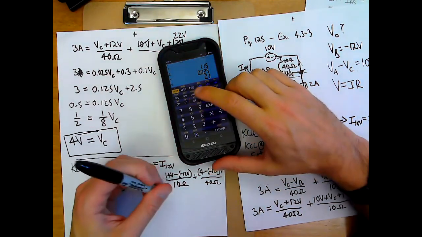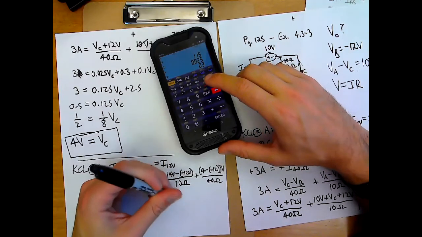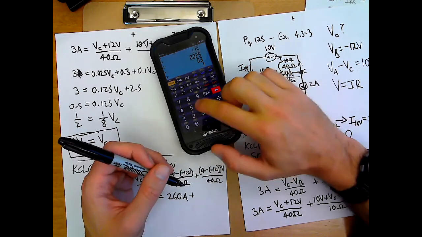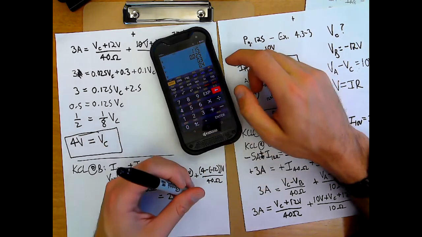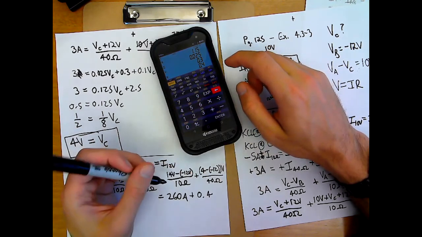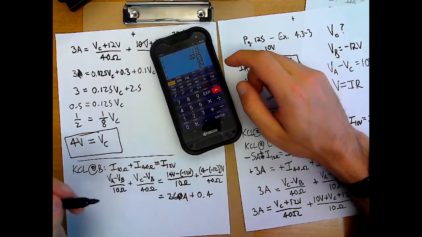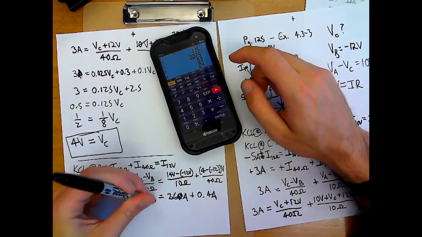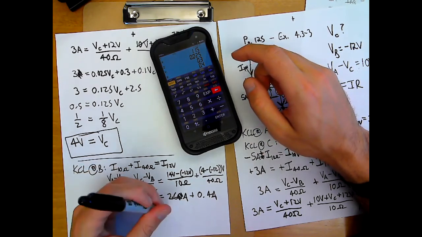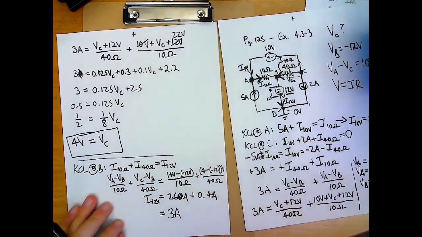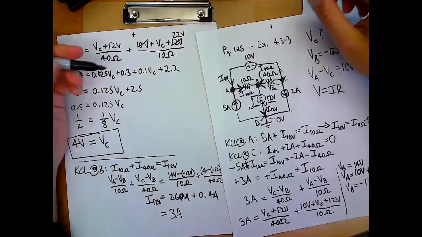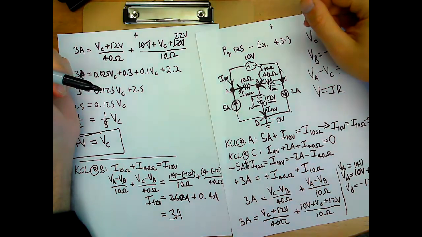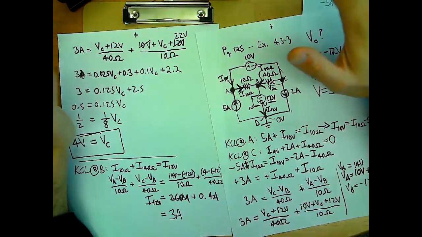That gives me 26 over 10, right? Yep, 26 over 10, plus 16 over 40. Oh, over 10, whoops, 2.6, not 260, so 2.6 amps plus 0.4 amps. I12V is 3 amps. So I can just do another node equation and get that guy. All right, I think that's that.